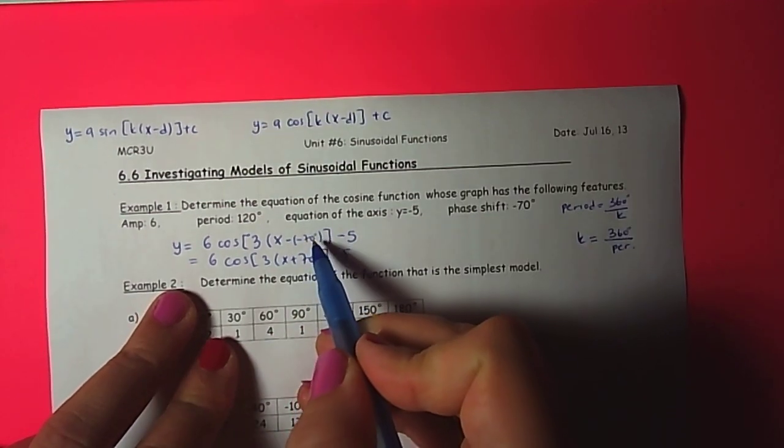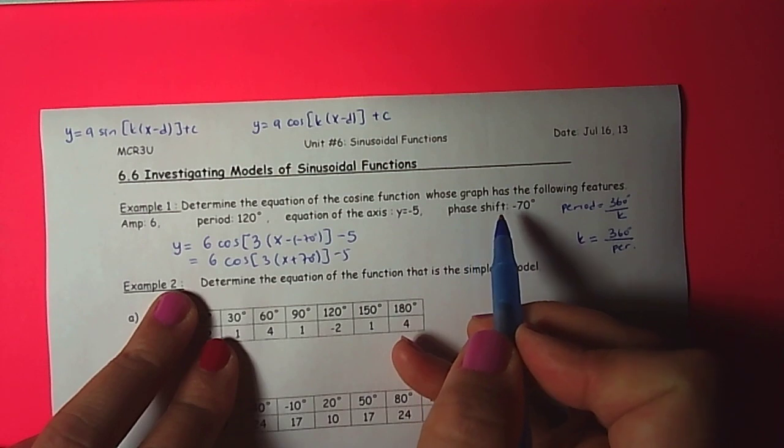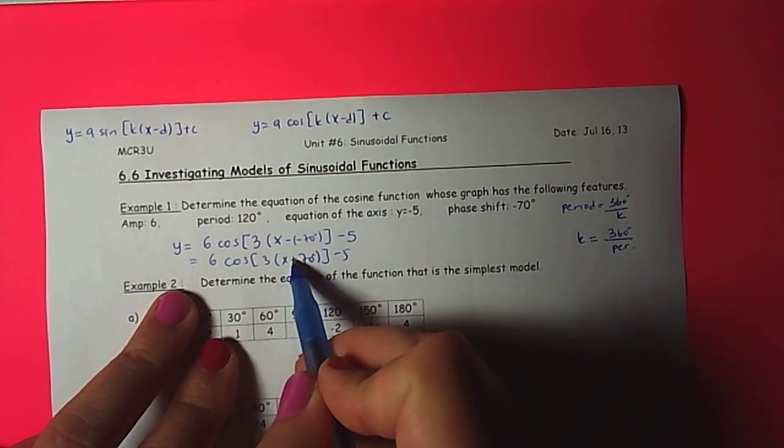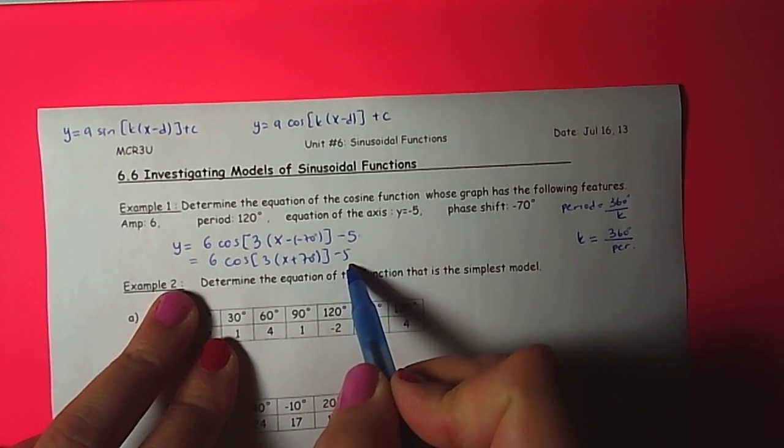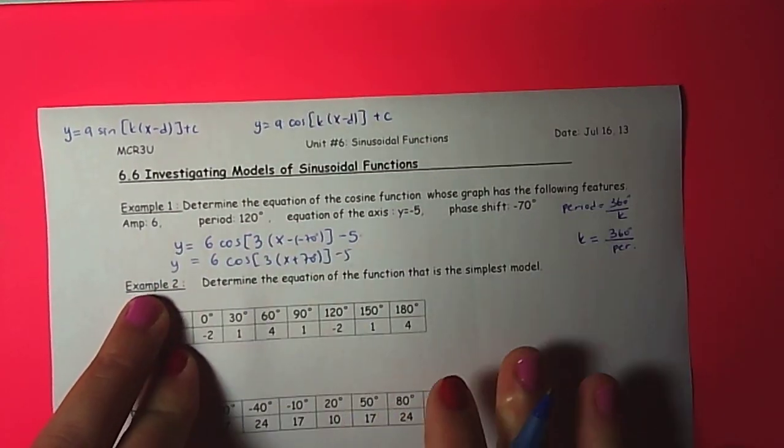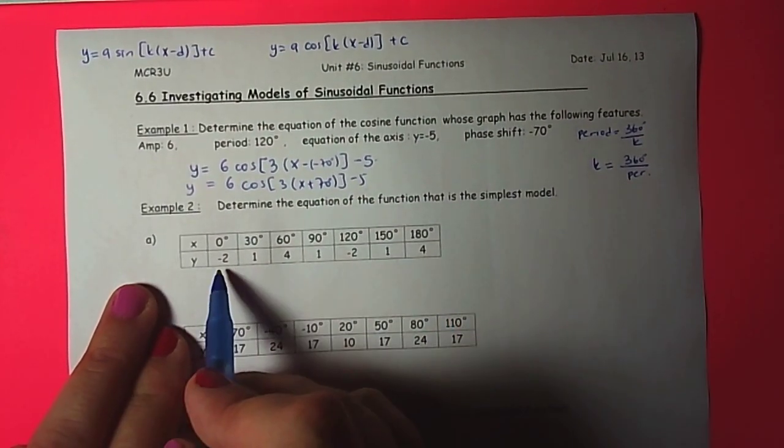If you get rid of those two signs, we get 6 cosine 3 times x plus 70 degrees, minus 5. I showed this step, but if you see that the phase shift is to the left, you will always see a positive sign here. So you don't have to take this step directly. You can write the equation. Okay, so let's look at the next example.